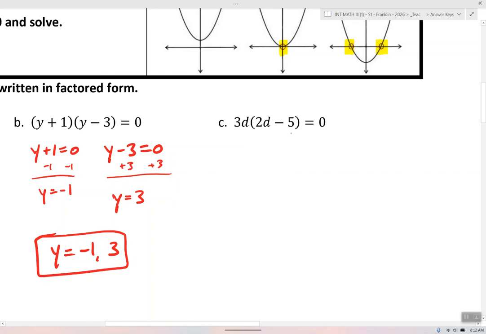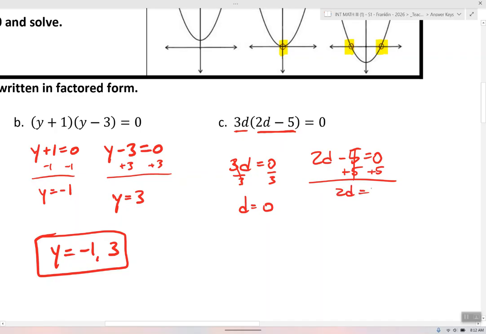Here we have 3d times 2d minus 5. So the factors of this equation are all the things being multiplied together. So 3d is a factor, and 2d minus 5 is a factor. So we're setting these equal to 0, 3d equals 0, and 2d minus 5 equals 0. So here we'll divide by 3, we just get 0. And over here we have to add 5, two-step equation this time, and then divide by 2. So d equals 5 over 2.